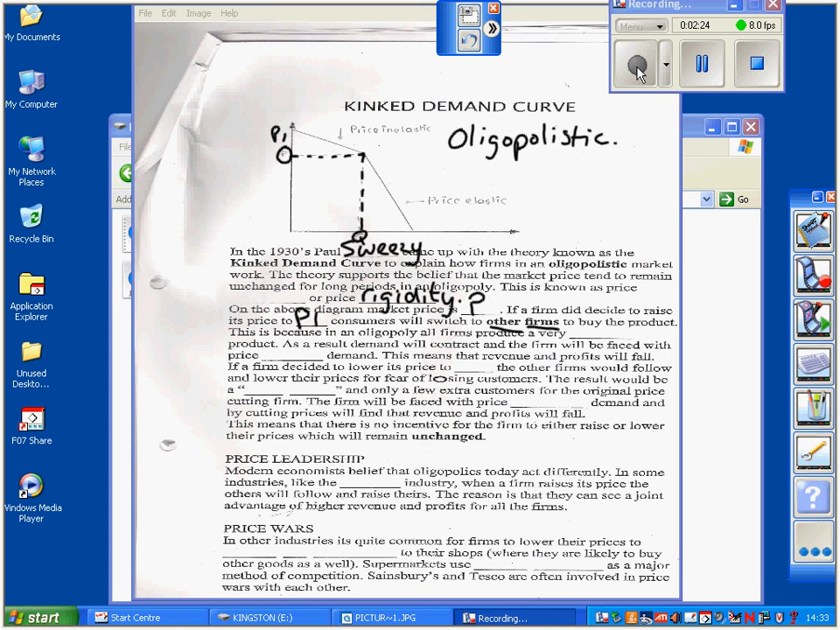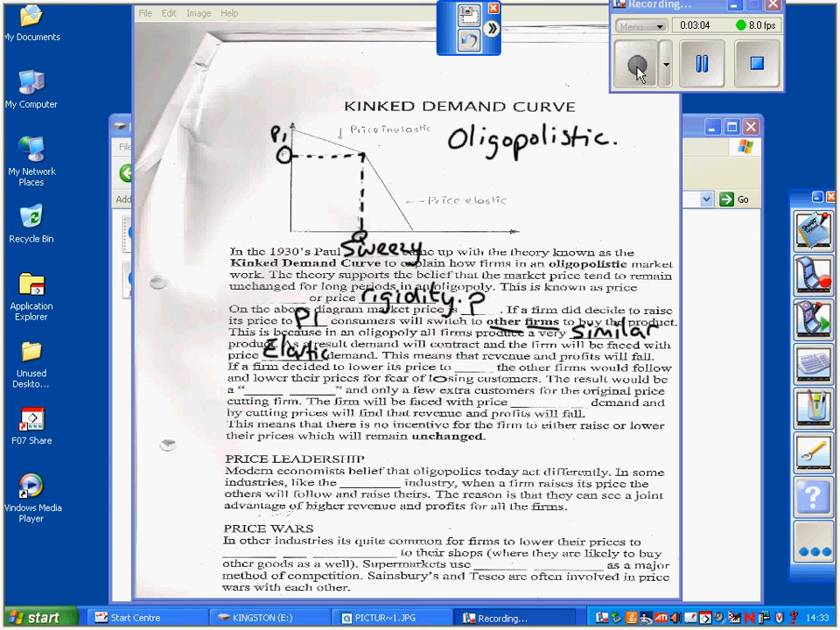This is because in an oligopoly all firms produce a very similar product, not the same, but similar. Remember the example for oligopoly we gave was mobile phone operators, supermarkets in the UK, things like that. All selling food, all selling mobile phone contracts, but with slightly different unique selling points and slightly different ways of competing with each other. As a result, the demand will contract and the firm will be faced with a price elastic demand curve.